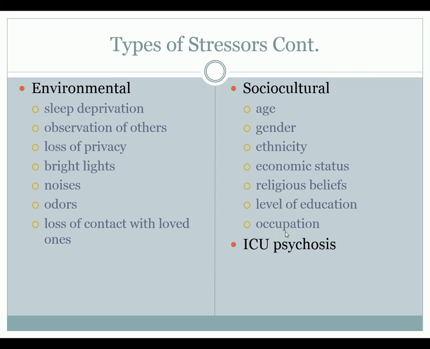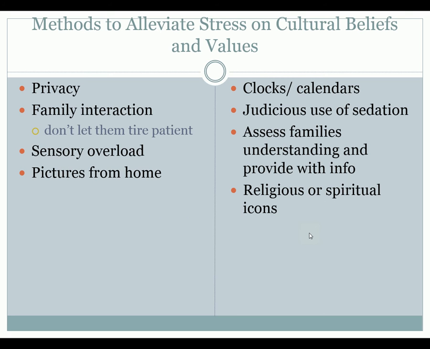If this is a child, you also want to make sure you're explaining things on their developmental level. So what are the methods to alleviate stress of cultural beliefs and values? Privacy, family interaction. Don't let them tire the patient, but they also need to be there to help the patient. Avoid sensory overload. Pictures from home are helpful. If it's a child, music, posters, favorite toys, blankets, iPods. Clocks and calendars for those who are disoriented to help reorient.